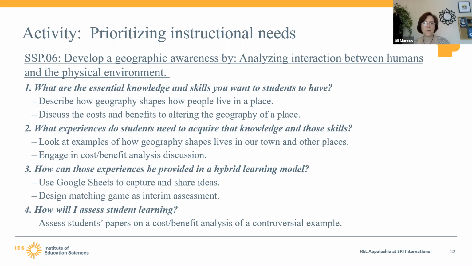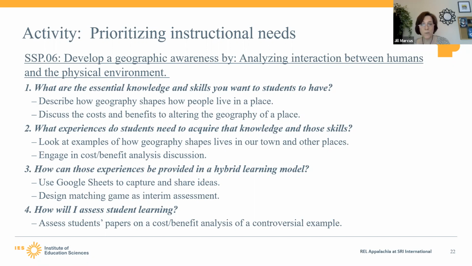So beginning with, what essential things do I want students to know and be able to do? What I'm thinking is that I want them to be able to describe how geography shapes how people live in a place. And I want them to be able to discuss the costs and benefits of altering the geography of a place.